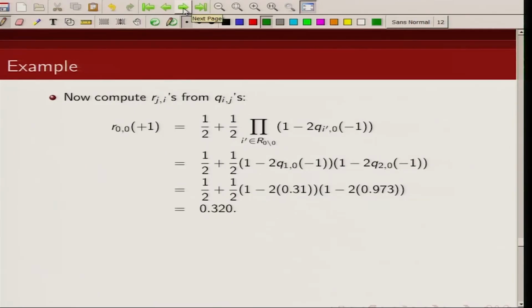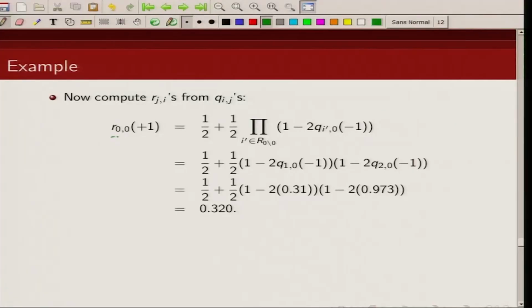So, once we have computed this Qij, the next thing that we need to do is these parity check constraints are now going to check: given that the bit is 0, what is the probability that the parity check constraint is satisfied? Given the bit is 1, what is the probability that the parity check constraint is satisfied? And those are given by these Rij's, right? What is the probability that the 0th parity check constraint is satisfied given the 0th bit is plus 1? Now, what is that probability?